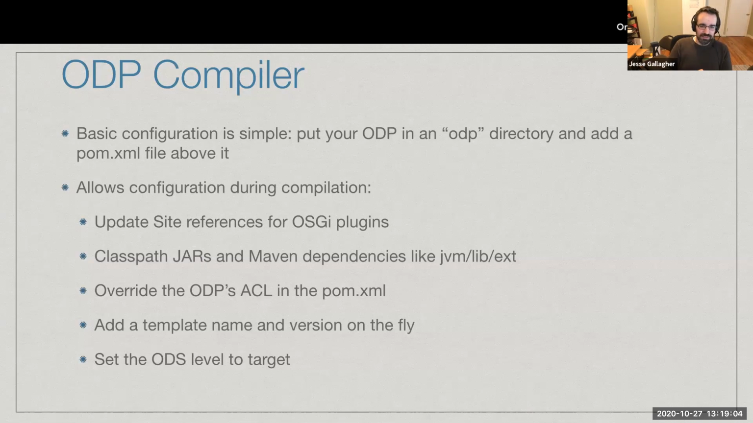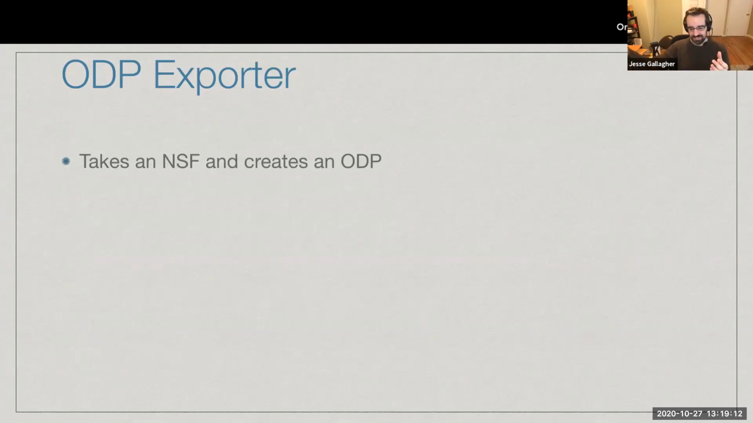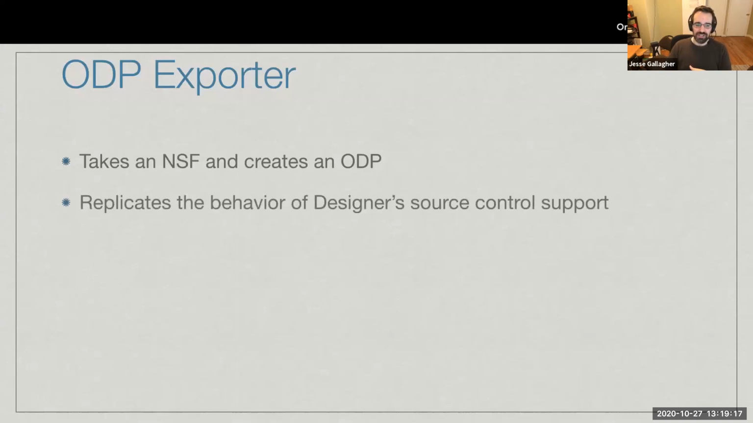So to talk about the exporter portion a little bit. This is what takes the NSF and creates an ODP. So this is the other part of it. So you take the ODP, put it into an NSF, and vice versa. So this is replicating the full chain of behavior from Designer's source control support. It's not incremental, at least not yet.